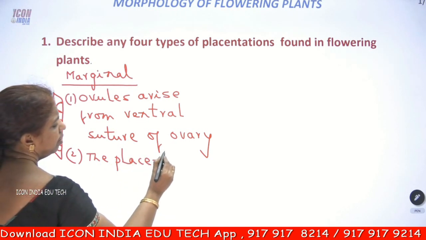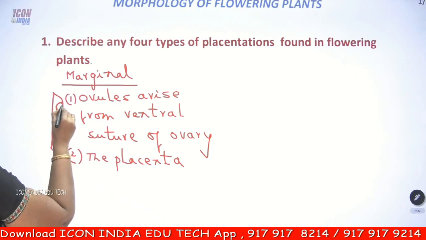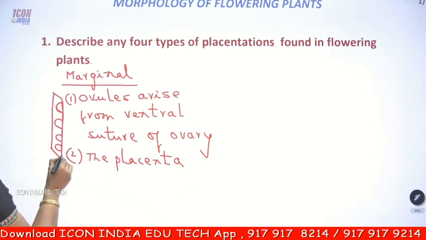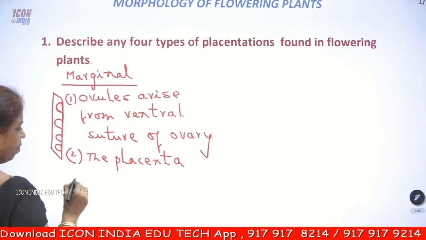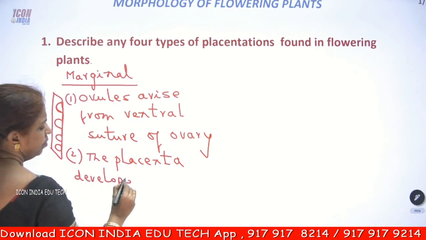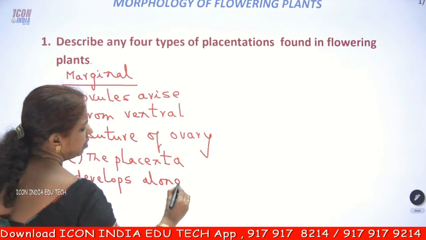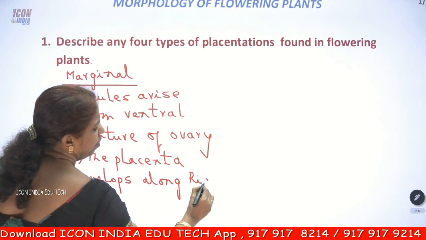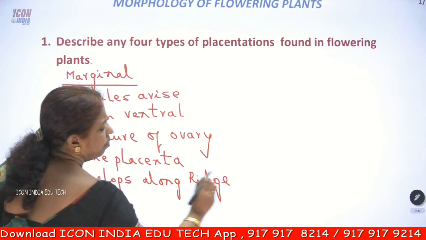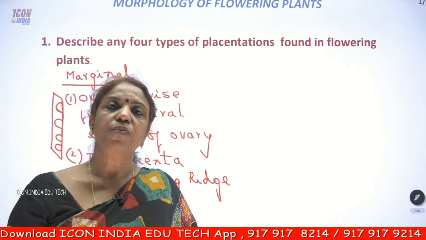Next is the placenta, which develops from the ridge. This is the ridge. The placenta develops along the ridge, and the ridge forms 2 rows of ovules.